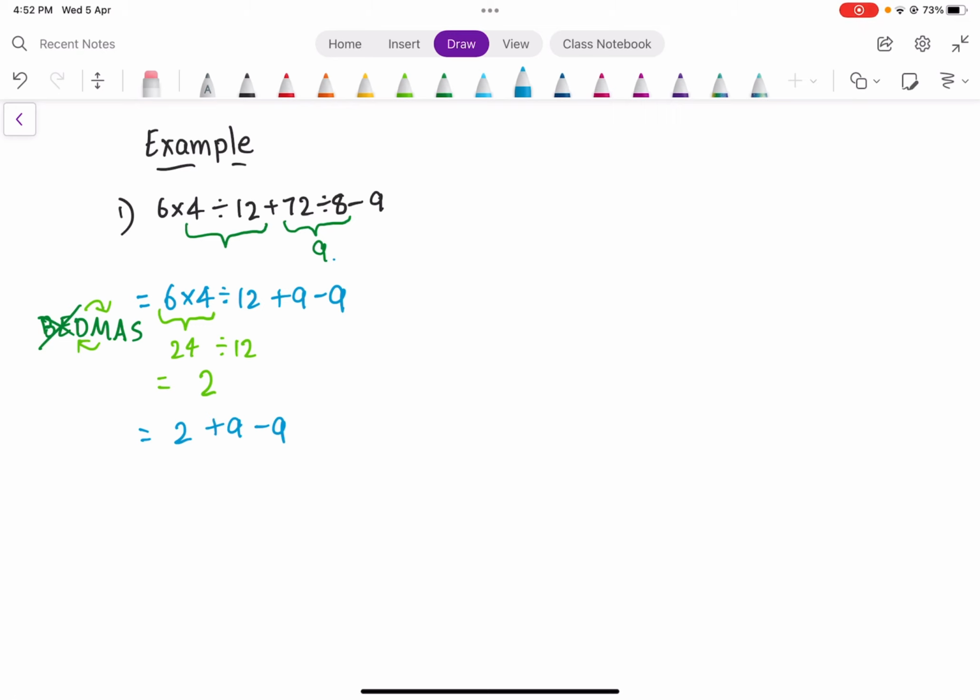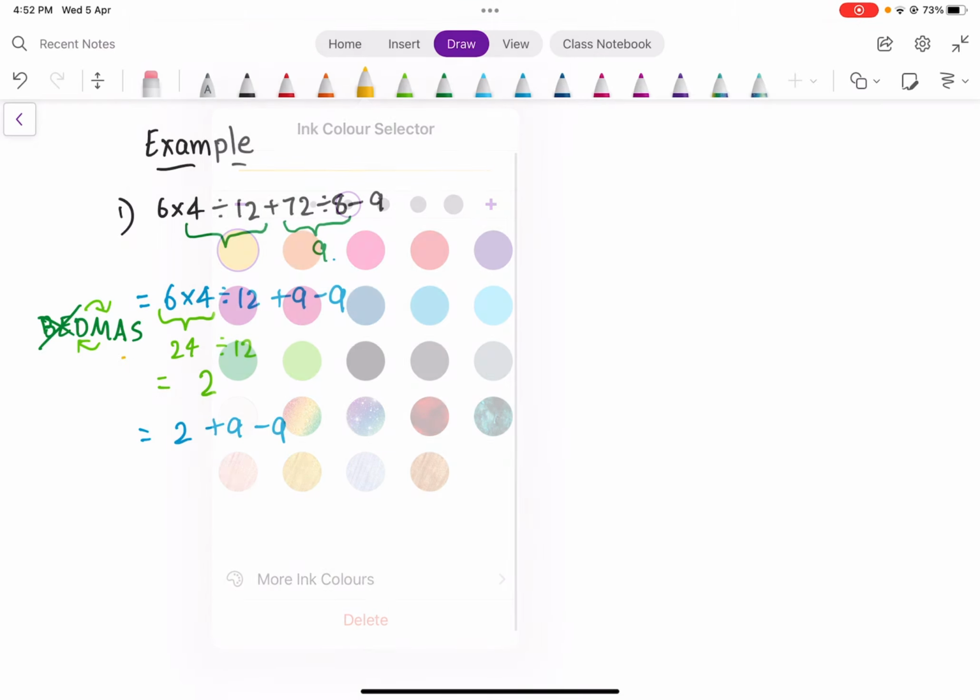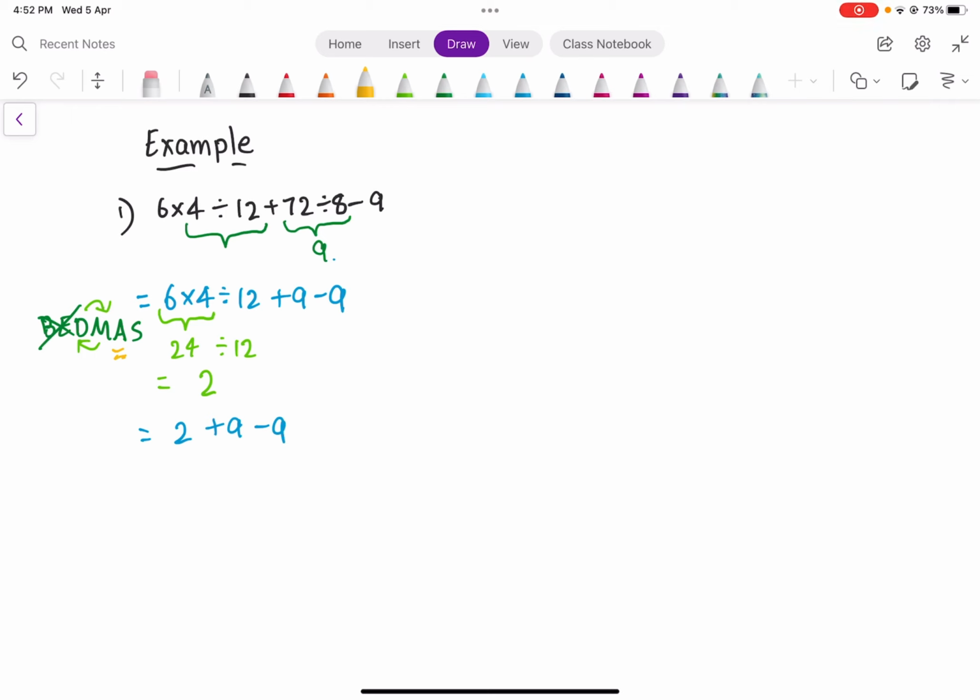Now let's add 2 and 9 because in our BEDMAS chart, addition comes next. So 2 plus 9, that gives us 11. So let's rewrite our equation, 11 minus 9. And our last step in BEDMAS is subtraction. So let's do our subtraction, which is also our only operation left, which gives us 2. So our final answer is 2.